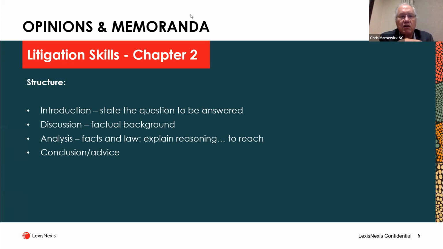In the introduction, you state the question that you have been asked as an advocate now to answer, or what advice you have been asked to give. Then that should be followed by a different section, which would be a discussion by you of the factual background to the question that you have to answer. In the next section, headed analysis, you would discuss the facts and the law and explain the reasoning that you've adopted or that you will be using to reach the conclusion, which is the final part of the advice.